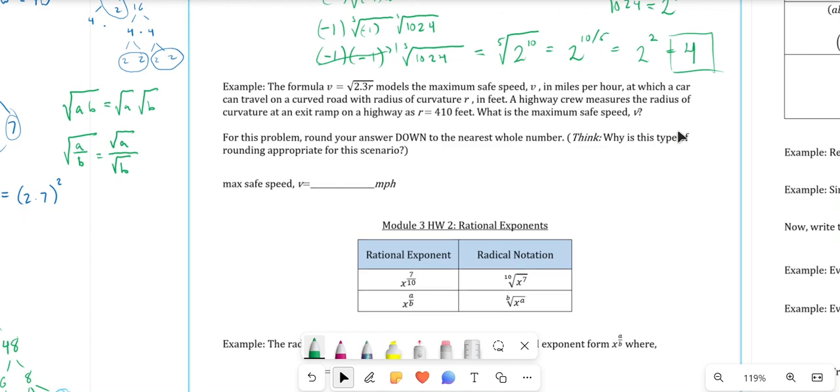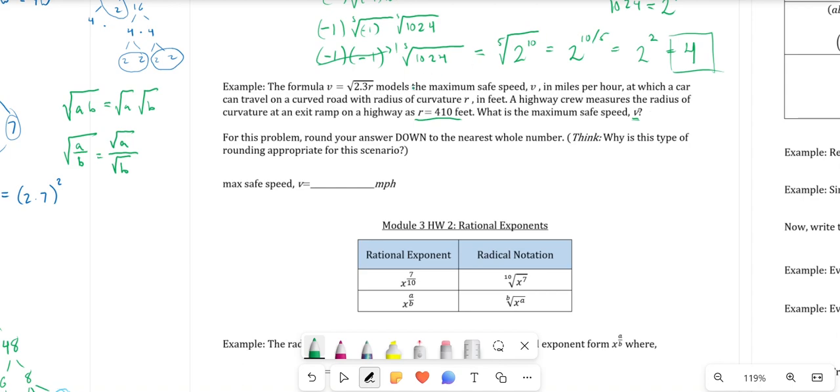This is how it might appear in a word problem. Generally, word problems could either use the fact that we're talking about roots as meaning how many times this thing is multiplied by itself to give me a number, or it could just show up in a formula. Here it just gives you a formula, and we're asked to evaluate it. It's the square root of some decimal, 2.3, times r. It says this models the maximum safe speed at which a car can travel on a curved road with radius of curvature r in feet. So the highway crew measures the radius of an exit ramp and we get a certain number. What is the maximum safe speed?